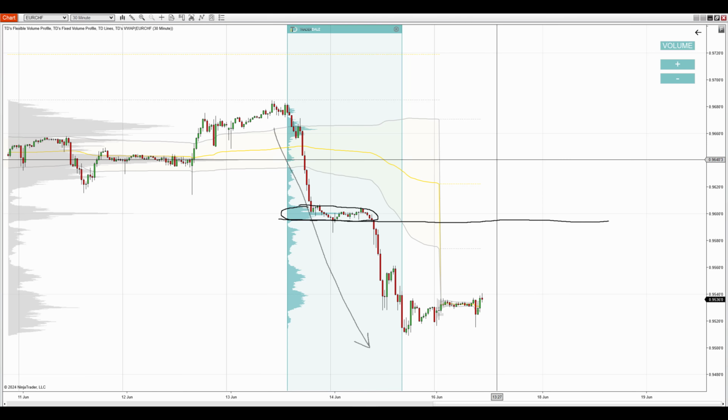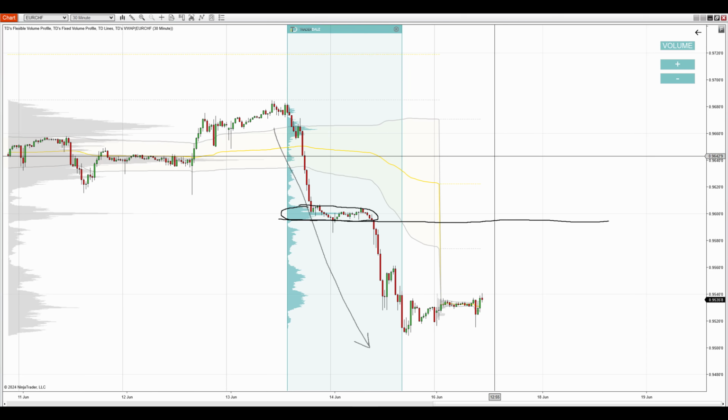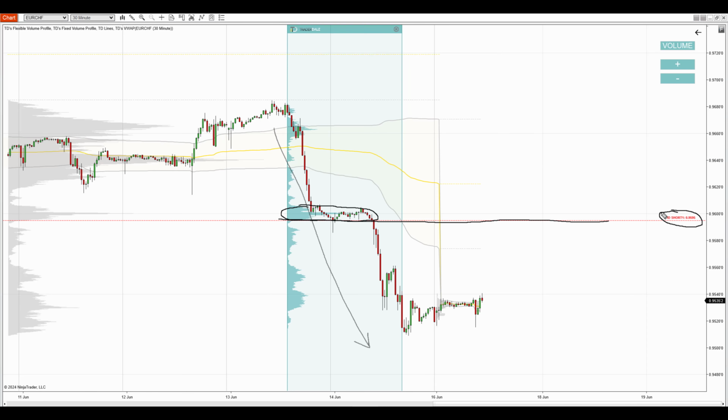Let me just reload the page so you can see the level here. So here it is at 0.9595. That's the beginning of that heavy volume zone. Right, so hopefully we will see a pullback to that place, and chances are that the sellers from this place will want to defend this heavy volume zone and push the price downwards from there again. Now I wanted to show you one more thing here.